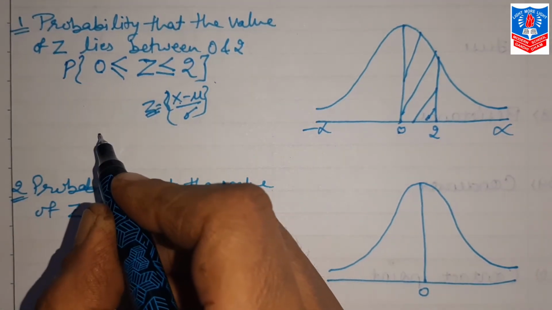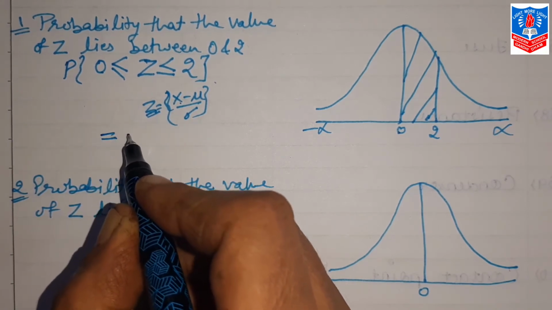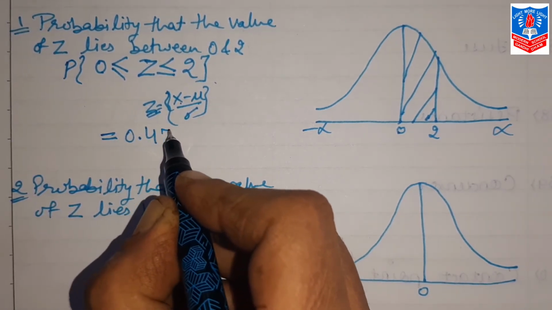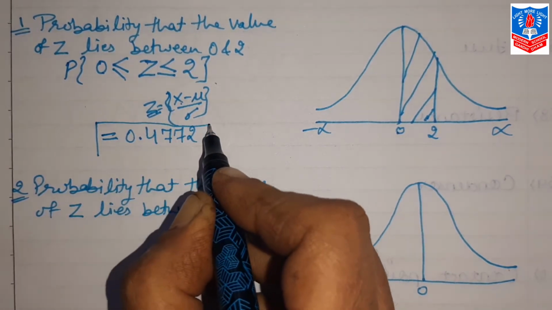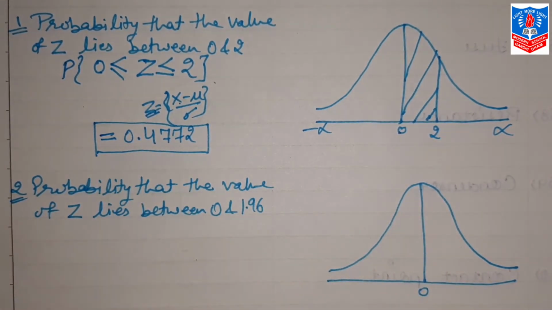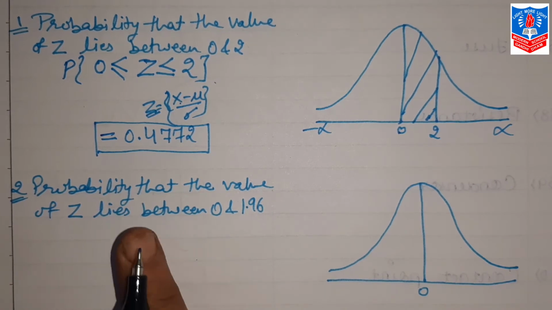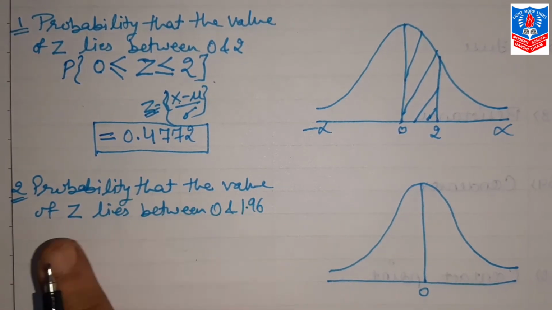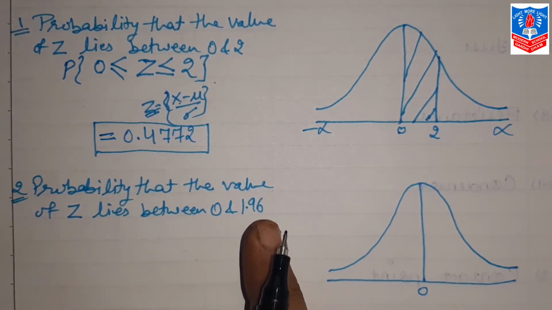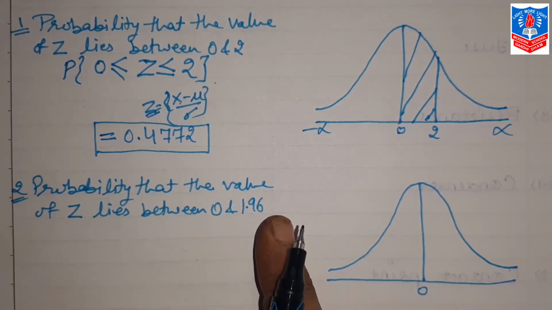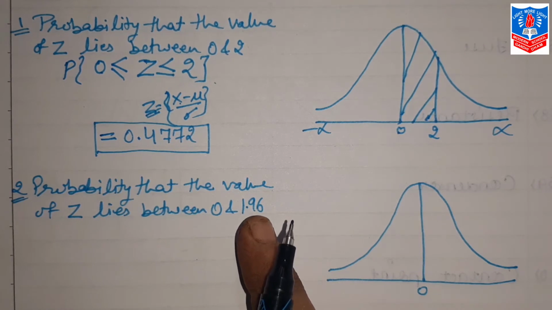So the value of this will be 0.4772. This is your answer. Next, the probability that the value of z lies between 0 and 1.96. Now again it's 1.96.